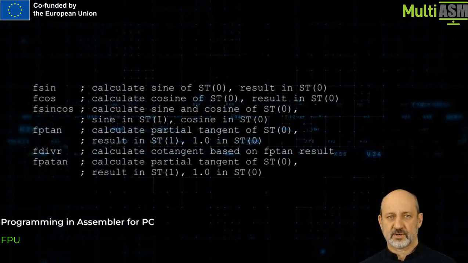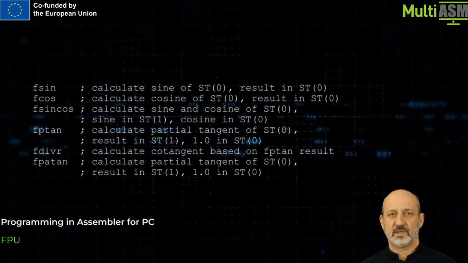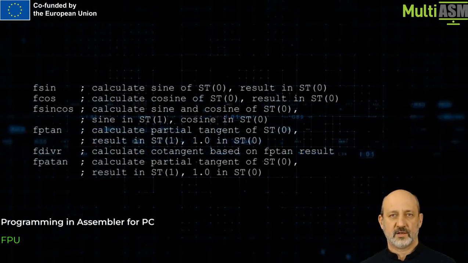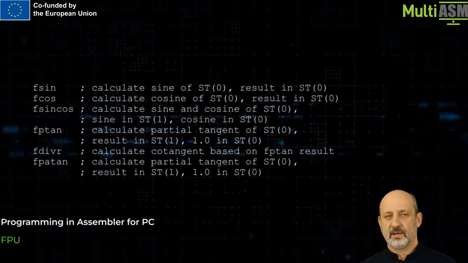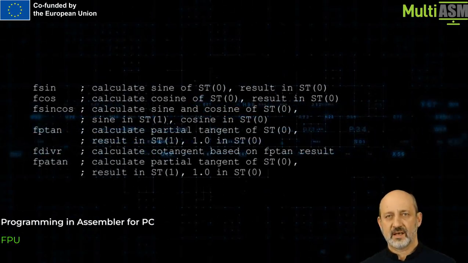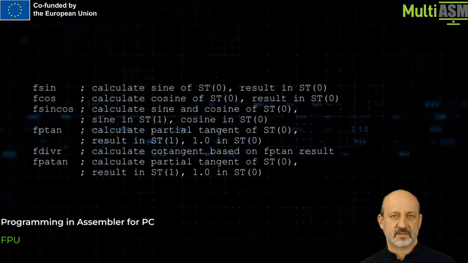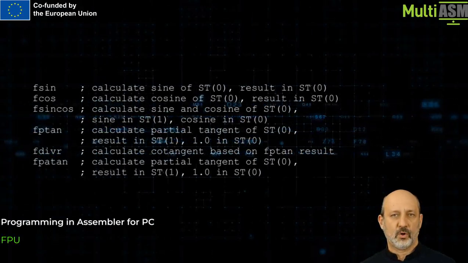The arctangent instruction, fpatan, returns the angle between the x-axis and the line from the origin to the point x and y, where y, the ordinate, is in st1 and x, the abscissa, is in st0. It considers the sign of both components, returning the proper angle from all quadrants.